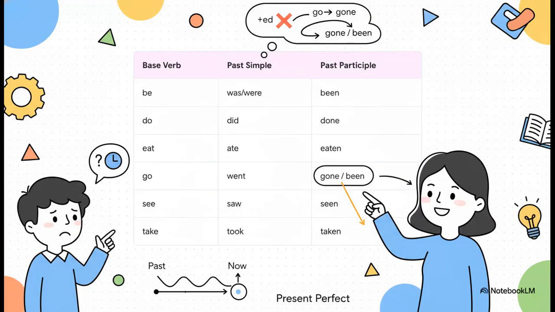Now here's where it can get a little tricky for a lot of us. So many common English verbs are irregular. That means you can't just add an ed at the end. You just have to know this third form, the past participle. Go becomes gone or been, eat becomes eaten. There's no way around it. These just have to be learned.